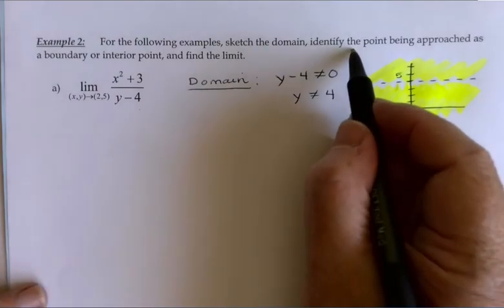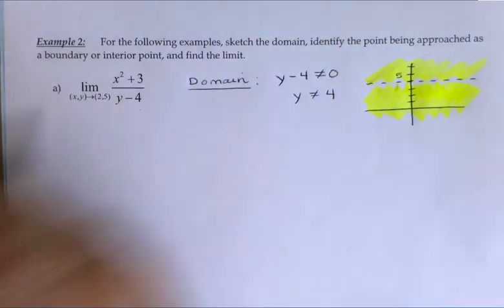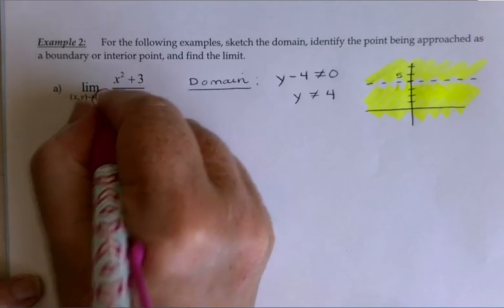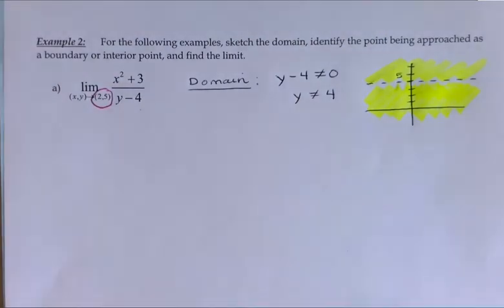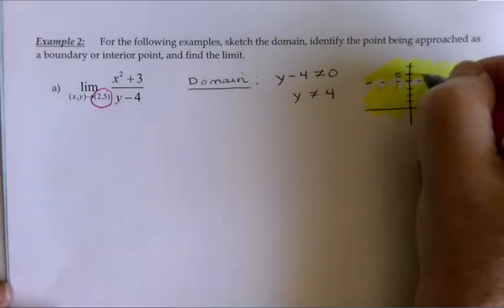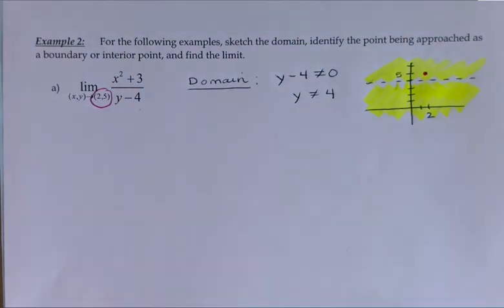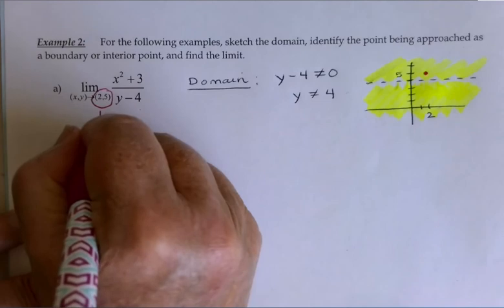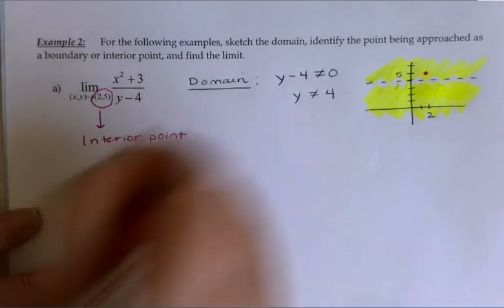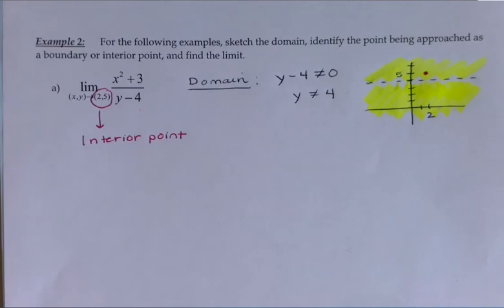All right, identify the point being approached as either boundary or interior. In this case, I'm approaching the point 2, 5. So 2, 5 would be up here. It's completely inside my region. It's not on that open boundary, that line y equal 4. So this is an interior point. With interior points, limits should be easy. We should just be able to plug in our numbers.